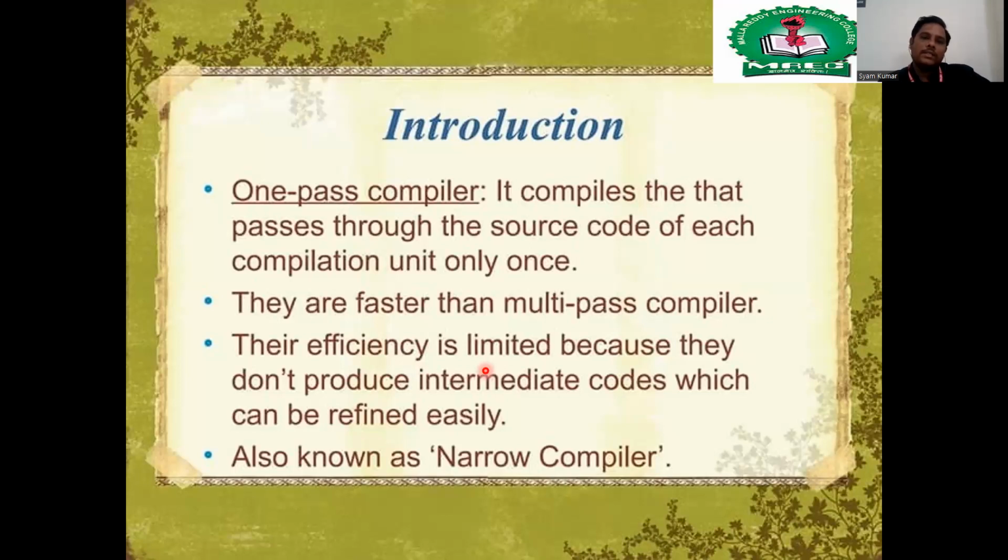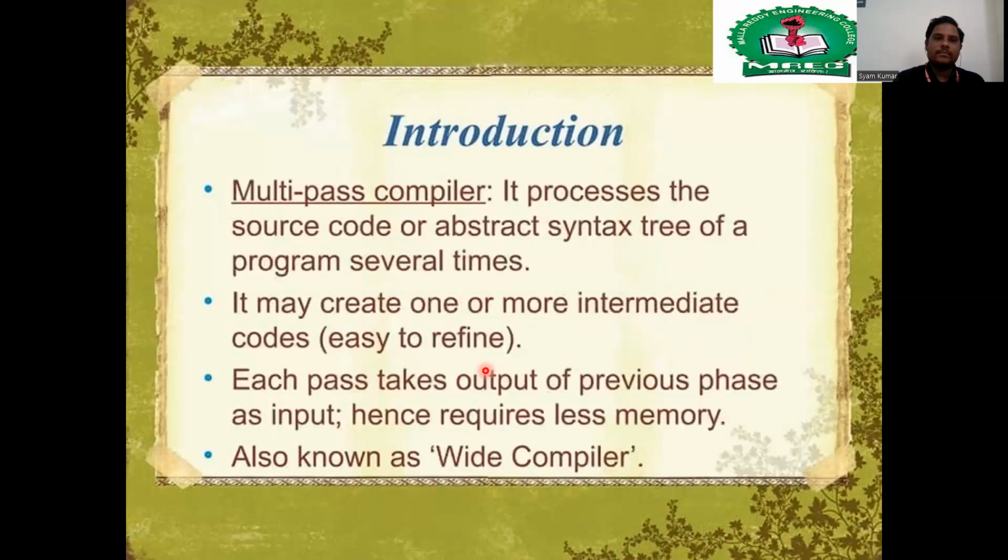Their efficiency is limited because they don't produce the intermediate code which can be refined easily. The efficiency is limited because it does not take the entire lines of code. It takes line by line. So that's why it does not produce intermediate code which can be refined easily. That's why it is also known as a narrow compiler.